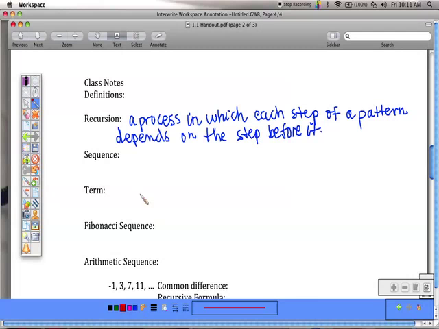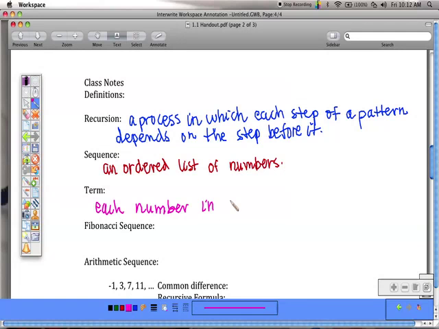Okay, a sequence is an ordered list of numbers. A term is each number in a sequence. There's a famous sequence called the Fibonacci sequence. This is actually the first example on the front page. 1, 1, 2, 3, 5, 8, and so on. This is the Fibonacci sequence.